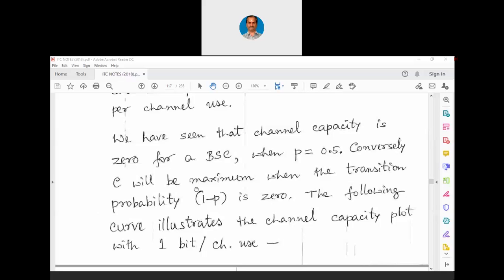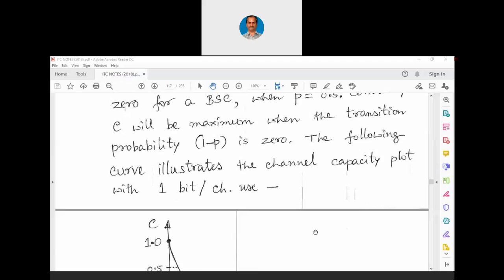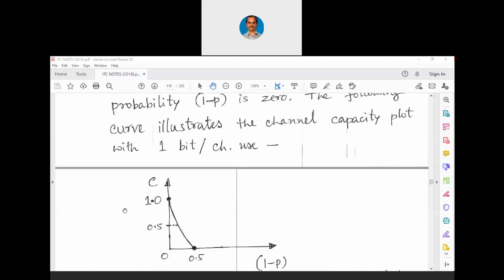So, when 1 minus P is 0, we can plot a curve with respect to P or 1 minus P and C. The following curve illustrates the channel capacity plot with 1 bit per channel use. You can see in the curve, the x-axis is 1 minus P and the y-axis is channel capacity. Now what is channel capacity? Maximum mutual information into Rs. Whenever 1 minus P is 0, that is when the channel capacity is maximum. We have indicated it as 1 bit per channel use. That means we are transmitting 1 bit, and we are receiving that particular bit at the receiver.